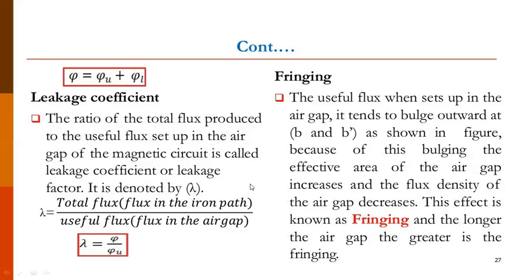So next is the magnetic fringing. What is magnetic fringing? This concept is related to air gap flux. When the useful flux set up in the air gap enters into the air gap, it passes through the air gap in terms of parallel flux lines. So there exists a force of repulsion between the magnetic lines of force which are parallel and have the same direction, and this flux will get indulged.